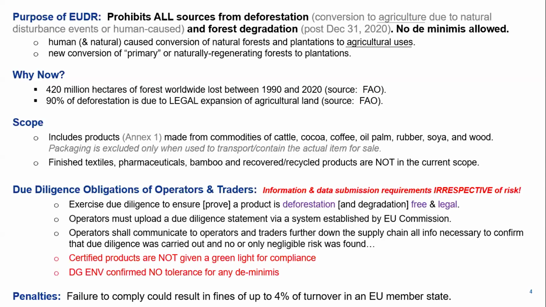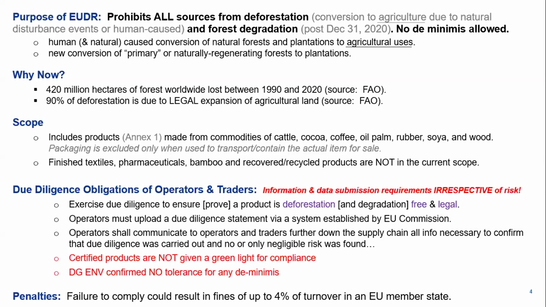But if it is a brown Amazon paper box that is just simply containing something else, then that does not need to comply. Textiles, pharmaceuticals, bamboo, and recycled products do not need to comply. So there's a lot more information on scope in Annex 1. I'm not going to talk too much more about the scope of this from here on out.